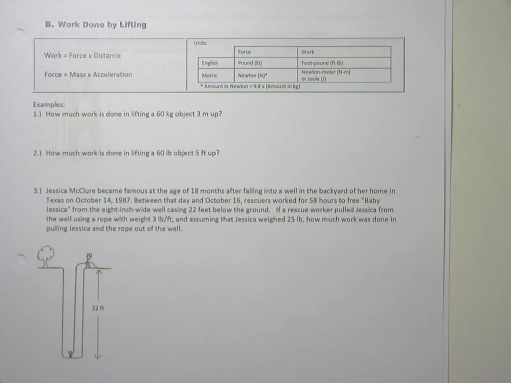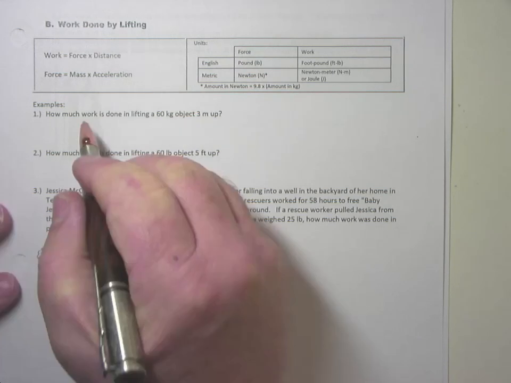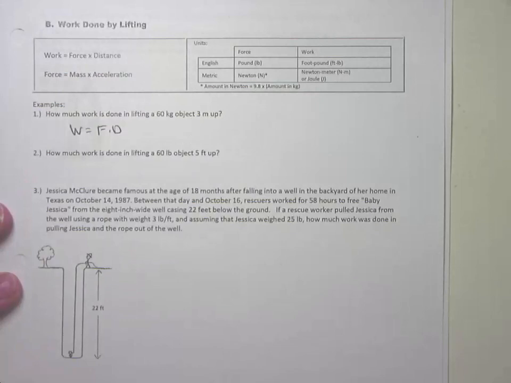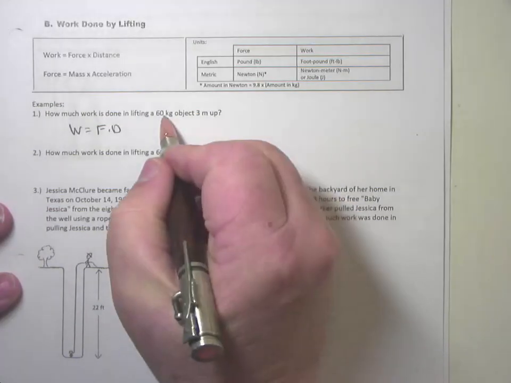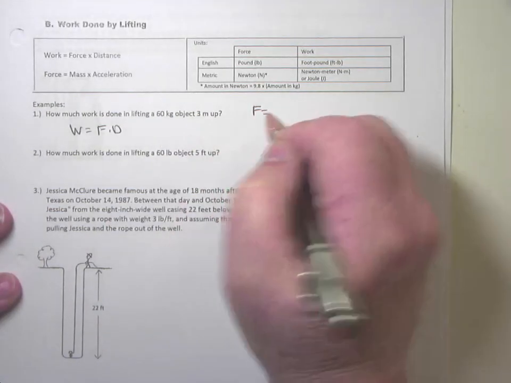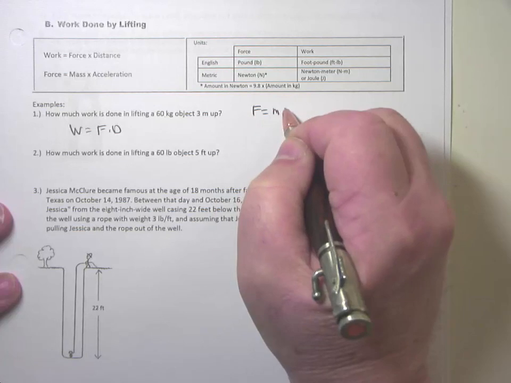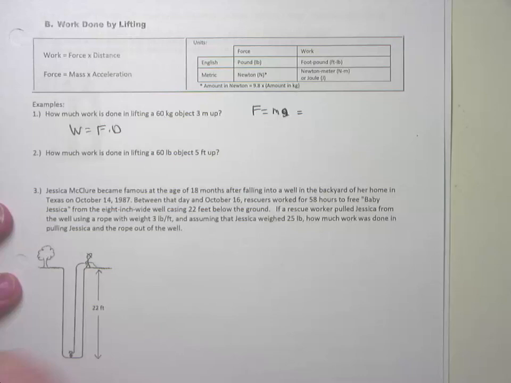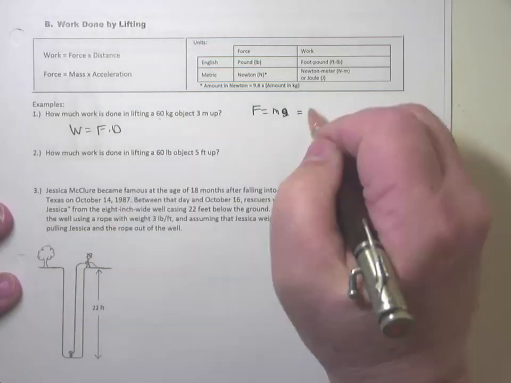All right, so how much work is done in lifting a 60-kilogram object 3 meters up? How much work? Work is equal to force times distance. But here's your problem. They didn't give you force, they gave you mass. You got to go jump through another hoop. Force is equal to mass times acceleration. This is other things you need to know. Your mass is 60 kilograms.